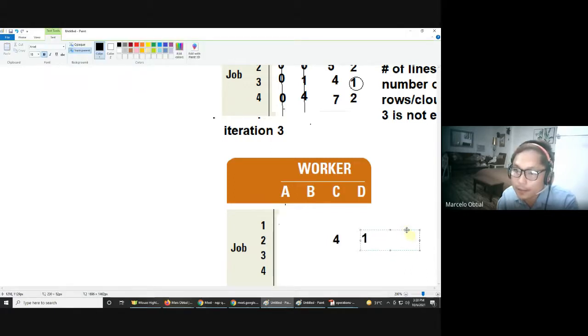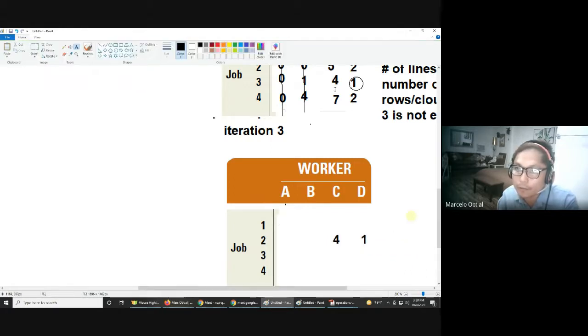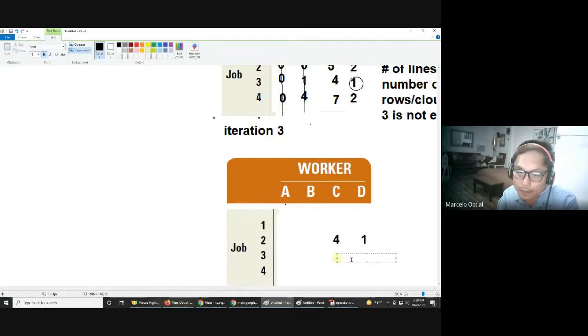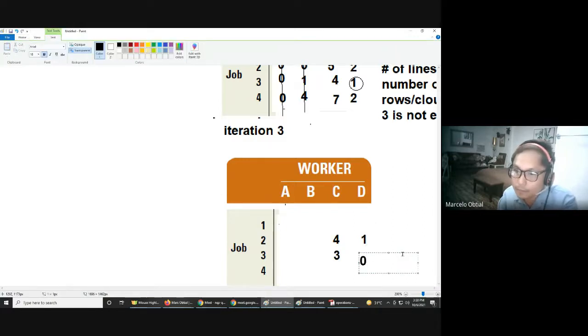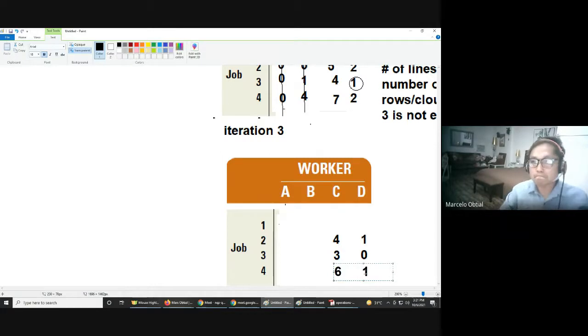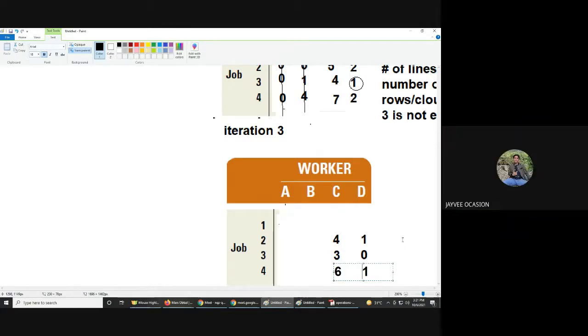That's the instruction of the algorithm class, no? 4 minus 1 will give you 3. And 1 minus 1 will give you 0. Then 7 minus 1 will give you 6. And 2 minus 1 will give you 1. Okay. Na-follow class? Na-follow man JB, no? JB. Opo, sir. Follow po, sir.